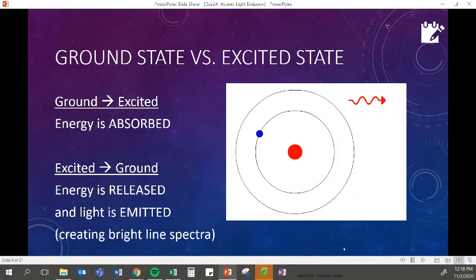But then as we go back down, excited to ground state, we're releasing energy, and as it does that, light is released and emitted, and this is what's going to create that bright line spectra that's unique to each individual atom. And if you think about it, it's going to be different for each atom because the electrons are different in each atom.